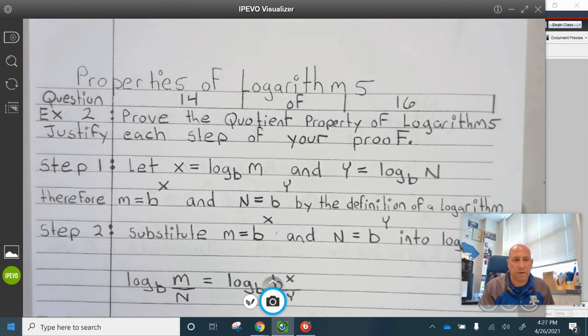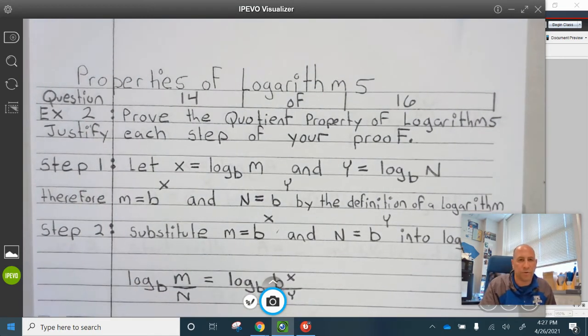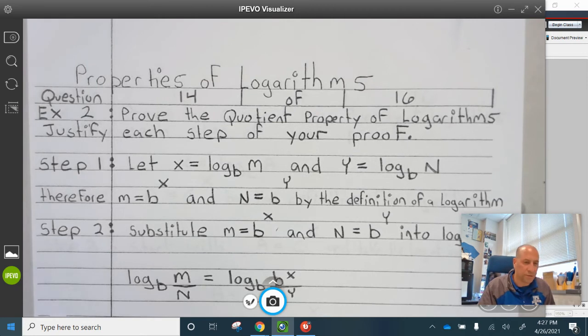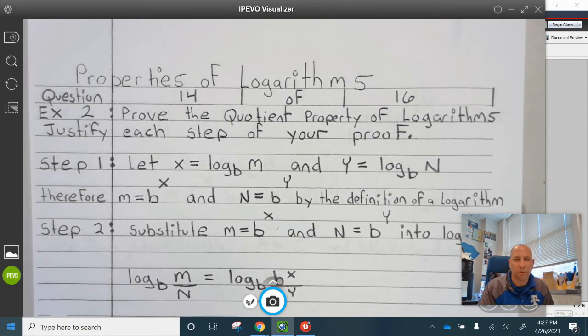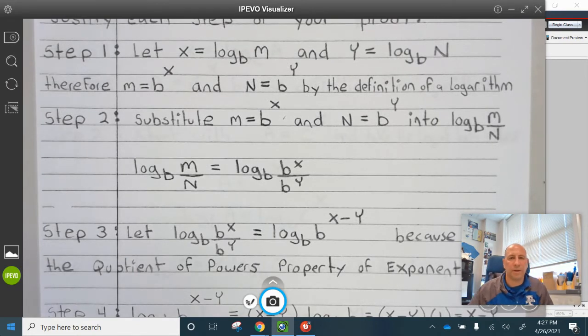16. Now, I actually recommend using your example 2 from your journal page. That will help you. I will just kind of slide through this paper and read through it, but again, you could go back to your example 2. So prove the quotient property of logarithms, justify each step of your proof. Step 1. Let x equals log base b of m and y equals log base b of n. Therefore, m equals b to the x and n equals b to the y by the definition of a logarithm.